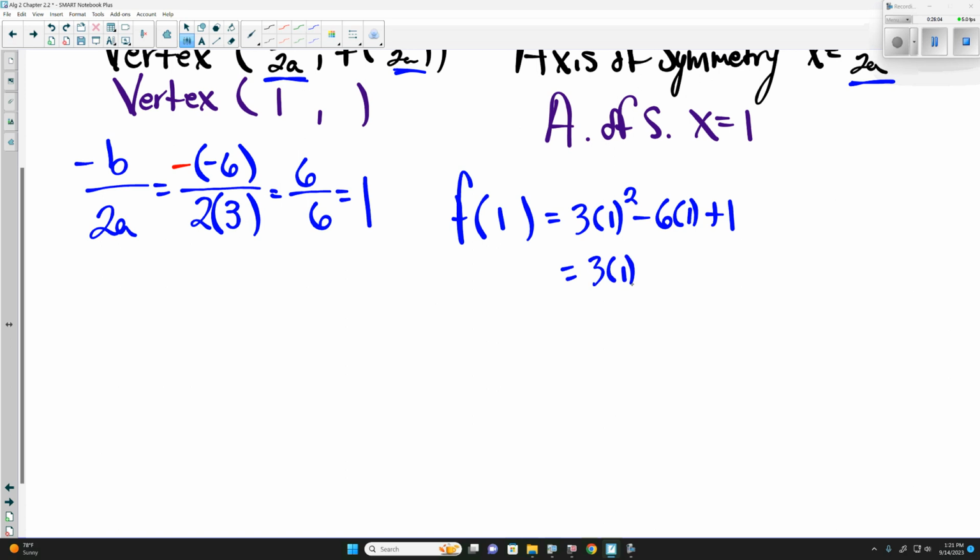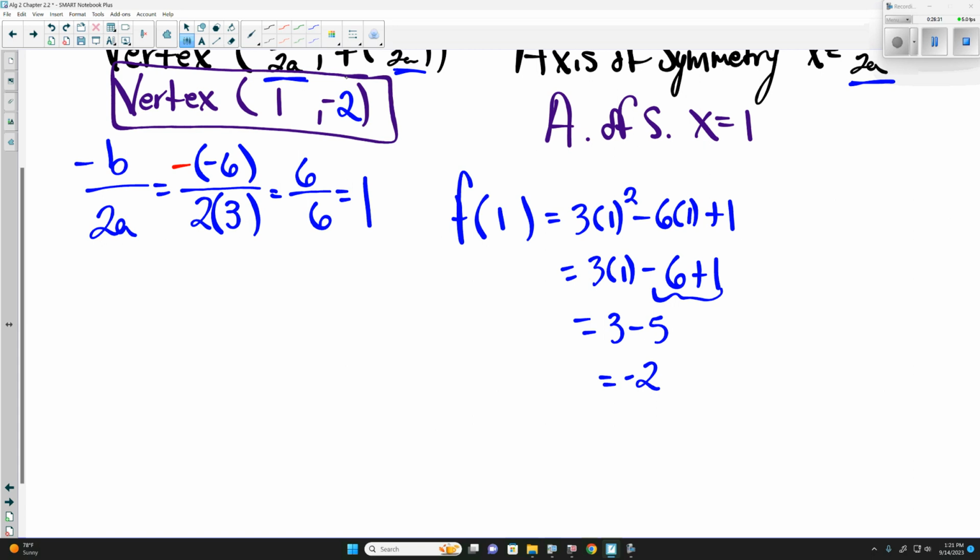Well, 1 squared is just 1. Negative 6 times 1 is negative 6, plus 1. 3 times 1 is 3. Negative 6 plus 1 is negative 5. And lastly, 3 minus 5 is negative 2. So the vertex is the point (1, -2). And the axis of symmetry is x is equal to 1.